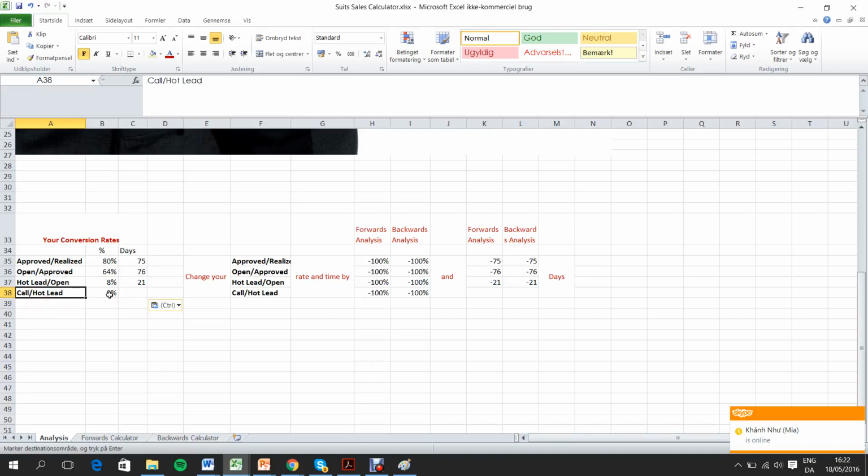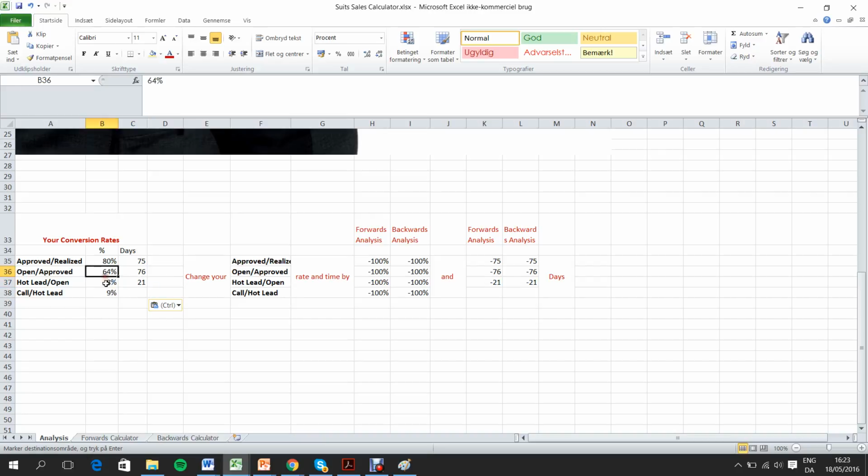Well, call to hot lead means that 9% of all calls we do turn into hot leads. Means you book meetings with them. 9%. These are the current national averages, so this is like all of us right now. 8% of all the meetings we book on the phone actually turn into raises or opens. This takes us 21 days to do, from being on the phone with the company to actually having a raise.